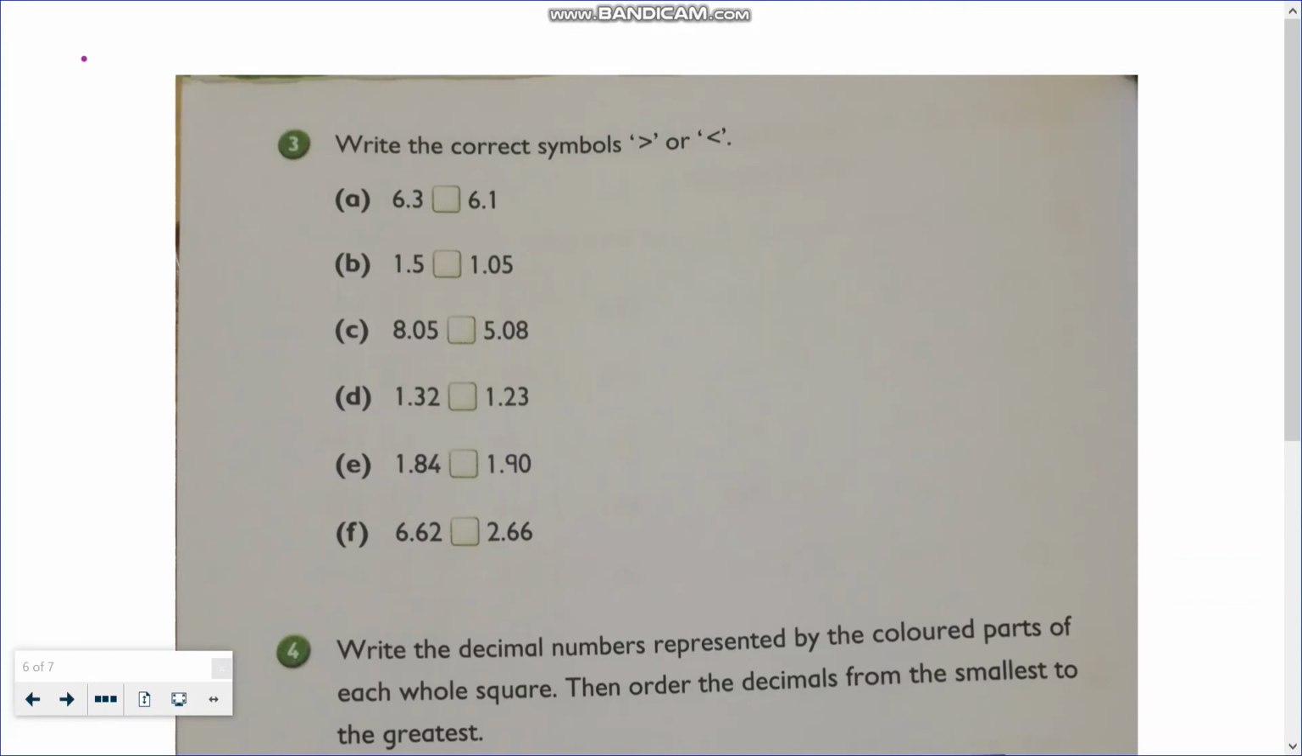So let's look at letter A, 6.3 and 6.1. So we have the same whole number, which is 6. And then in the tenths place, we have 3 and 1. So 3 is greater than 1. So let's put the mouth pointing to the 3 or 6.3. Okay? So do the same with letter B up to letter F.